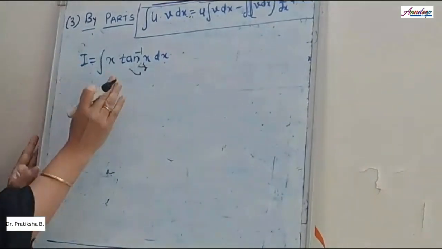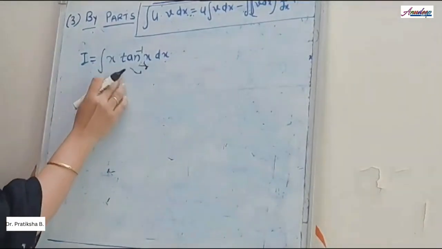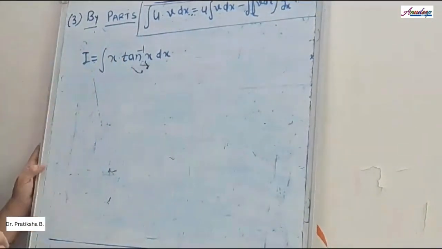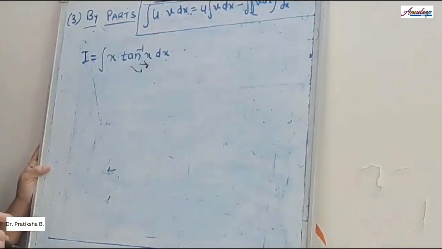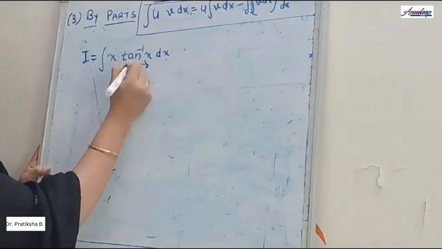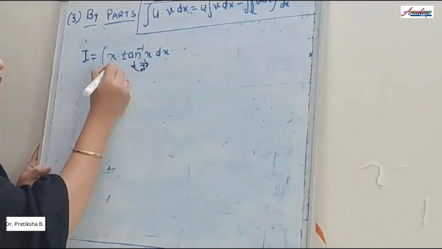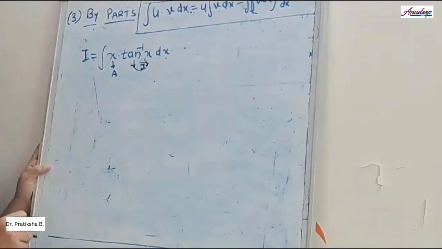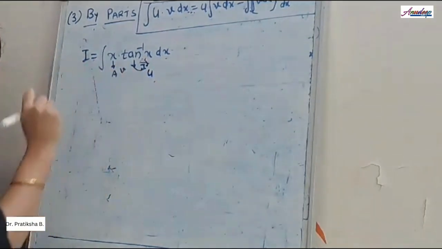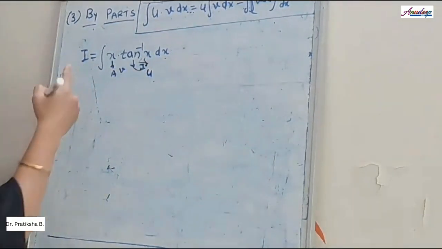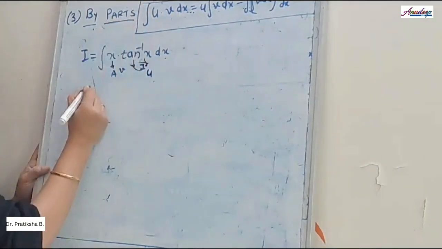Let us now solve another problem. It says integrate x into tan inverse of x dx. So here we need to identify which is u and which is v. I can see this is inverse trigonometric and this is algebraic. So by LIATE, this is my u and this is my v, right? So let us apply the formula for integration by parts.